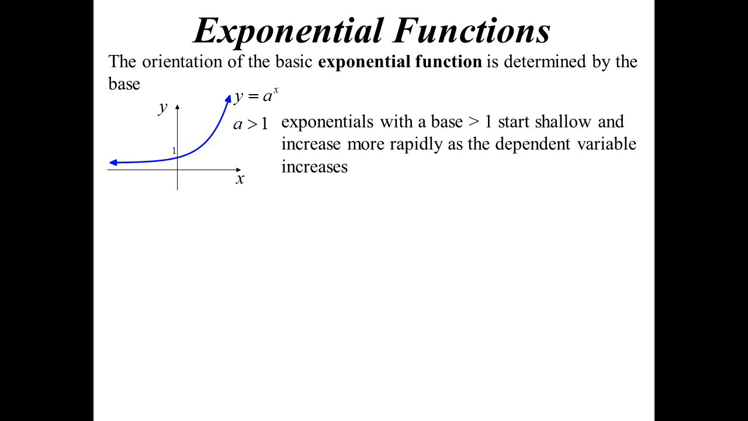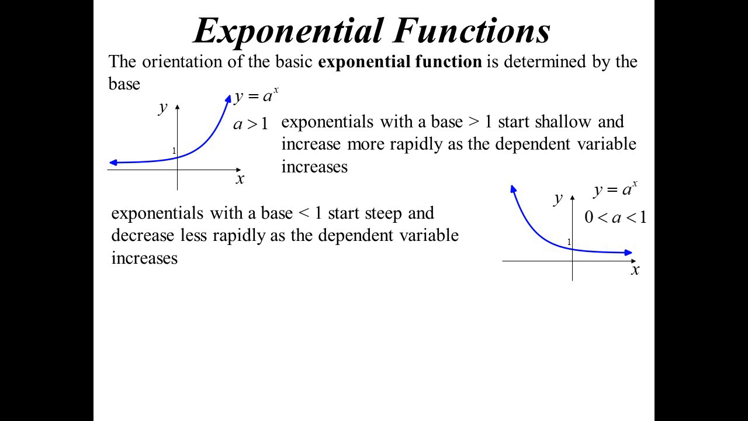So it depends what the base is, how the exponential is going to be oriented on the number plane. This is when the base is bigger than 1. So when the base is bigger than 1, we get our standard exponential, which starts shallow and then gets steeper and steeper and steeper as we go along. So that's when the base is bigger than 1. If the base is between 0 and 1, so over there I've said less than 1, but you don't have negative bases. So when it's between 0 and 1, it flips the other way around. So it starts steep and then gets shallower and shallower and shallower. So it goes the other way around.